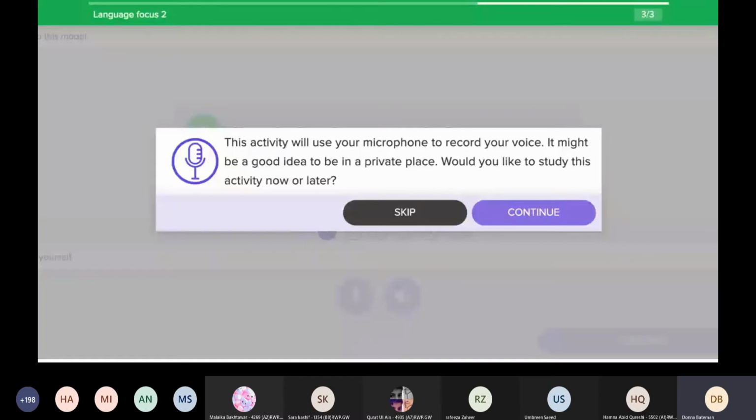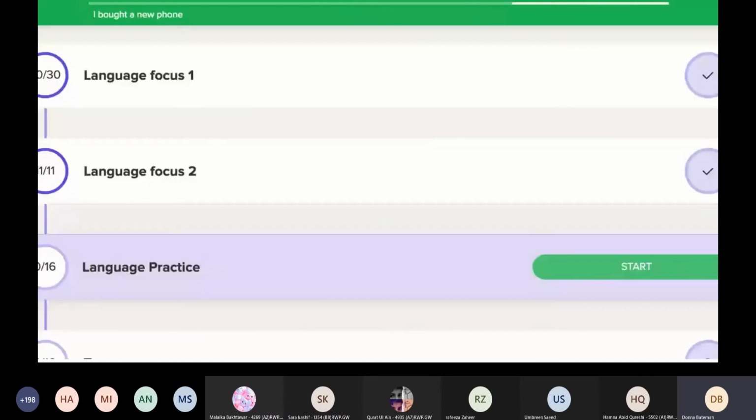Okay, so we've looked at the language now in quite a lot of detail. So we are going to do some practice now.